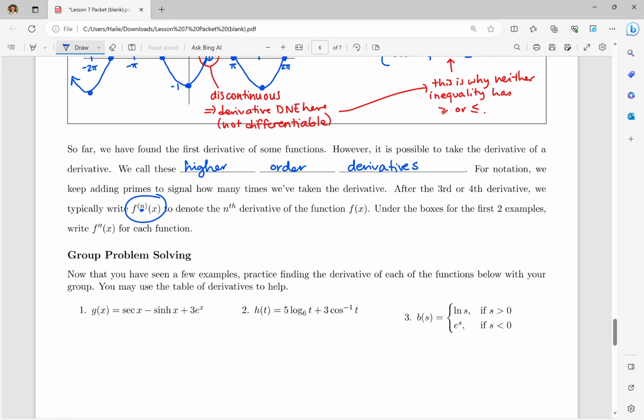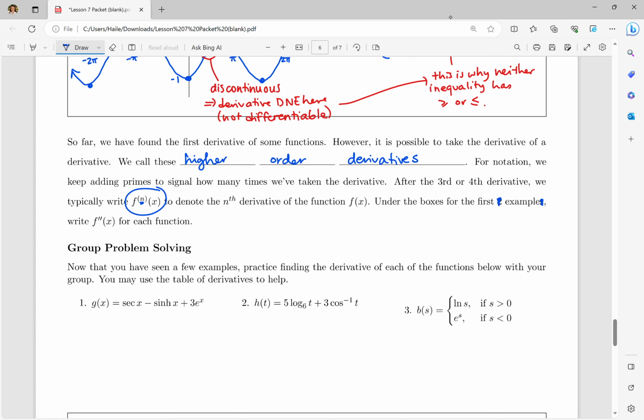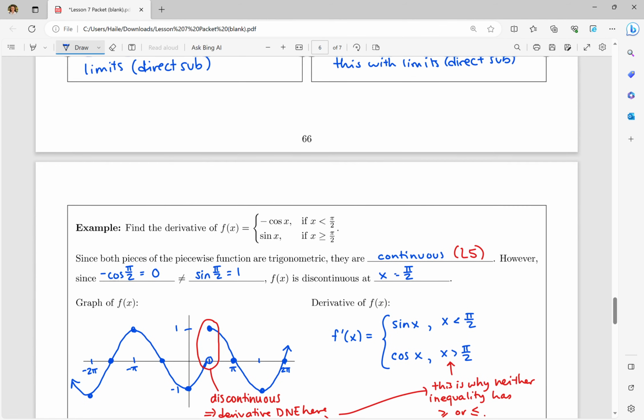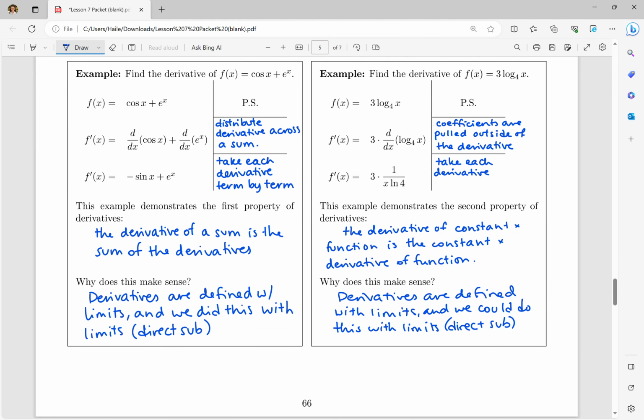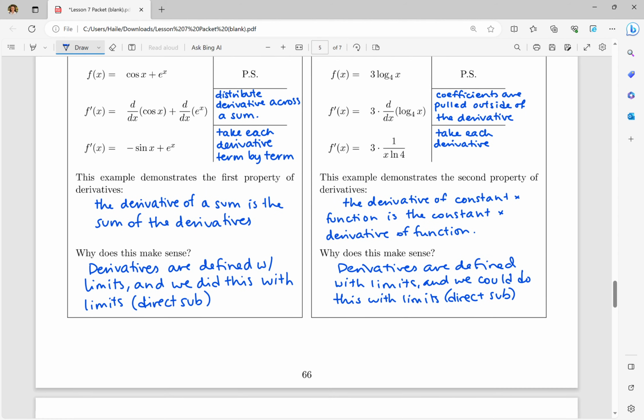Okay, so under the box for the first example, so that was my fault. We just want to do the first example because we don't really know how to do the second example yet. So we're going to go back to that first example that we did and take the second derivative. So if we go back up to the top, that first example was cosine of x plus e to the x. And we got as our derivative f prime of x equals negative sine of x plus e to the x.